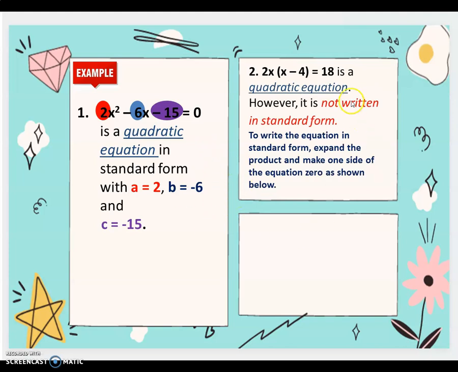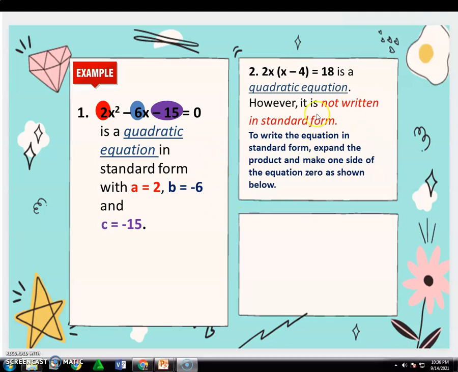Then, number 2 example, 2x times x minus 4 equals 18. So, in this case, ito din po ay quadratic equation. The only problem is, it is not yet written in standard form. So, ano pang gagawin natin kapag ganito ang equation? So, all you have to do is to write the equation in standard form, expand the product to make one side of the equation 0 as shown below. Ayan po, papakita ko mamaya.